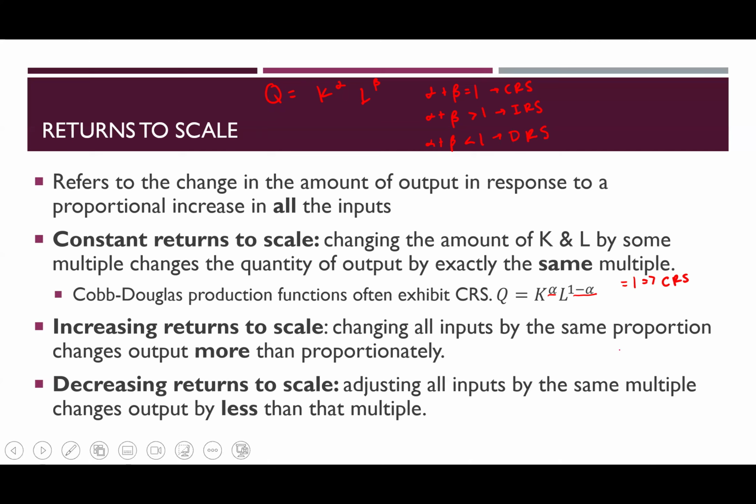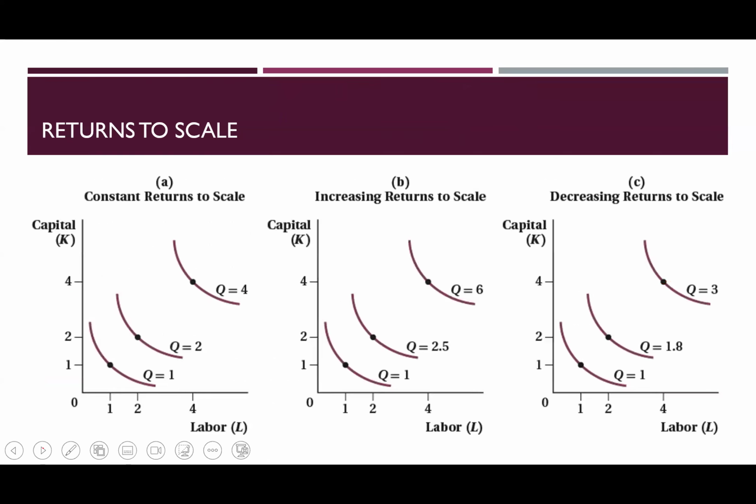Okay. So we're going to look at these each in more detail. Here you can see them graphically. As inputs double for constant returns to scale, we get a doubling of output. For increasing, as inputs double, we get a more than doubling of output. So from 1 to 2.5, as we double capital and labor from 1 to 2, and from 2.5 to 6, as we double capital and labor from 2 to 4.